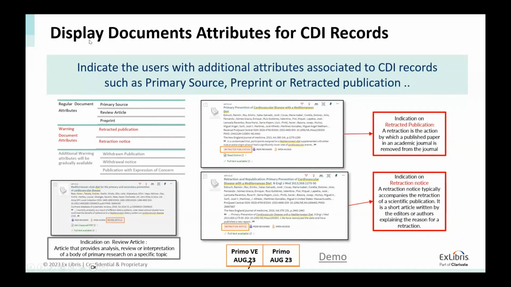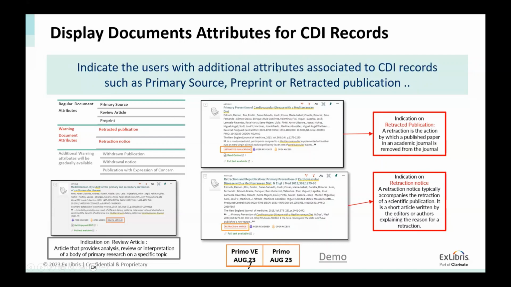Now, a new feature available with CDI is the document attributes for CDI records. I will explain what these document attributes are. Document attributes for CDI records are attributes associated with a record, meant to provide more information about this type of record. In order to get this information, we are pulling data from various sources. You will find in the release notes, per specific attribute, which sources we are pulling this information from. And of course, it will be gradual growth.